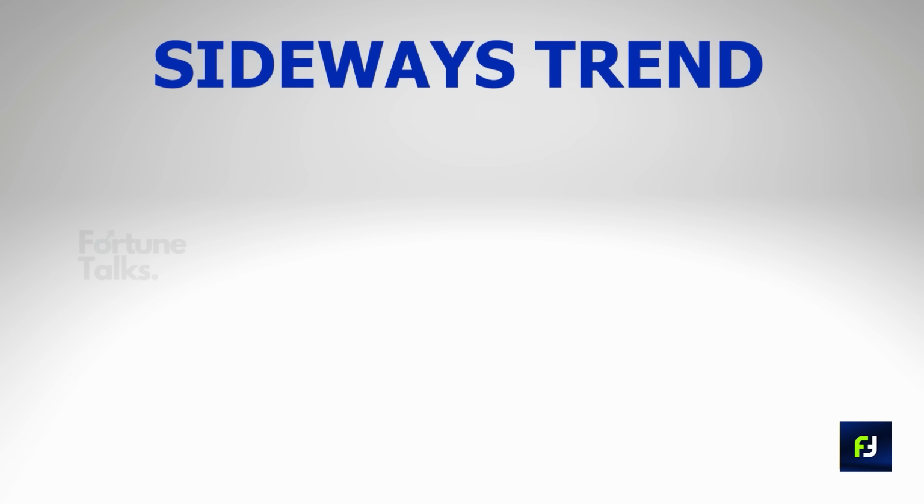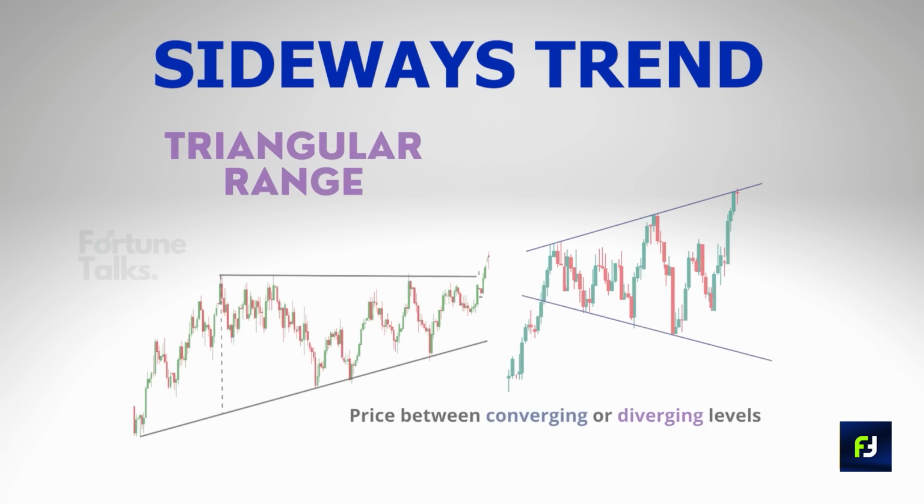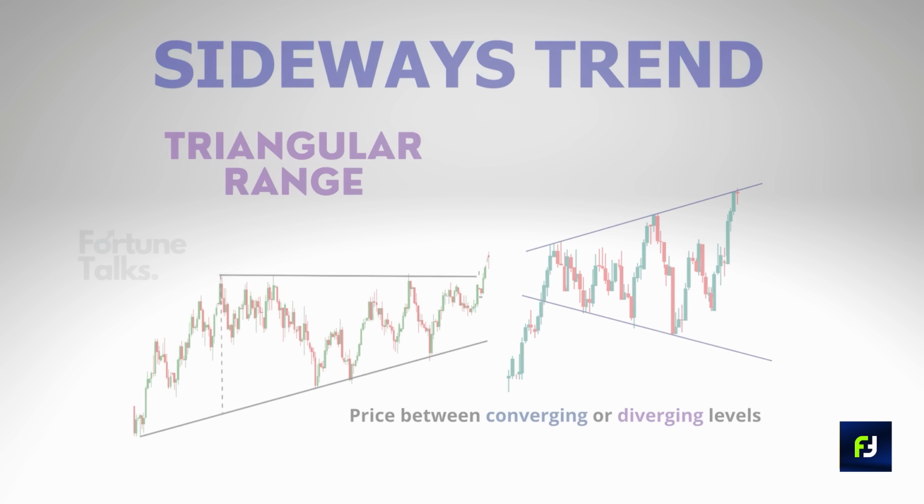Now the final type of sideways trend is the triangular range, where the price shrinks or expands not between two fixed horizontal levels, but rather an expanding or converging level. This is a topic which needs broader discussion, so we will talk about triangle patterns and how to trade them further forward in this course.